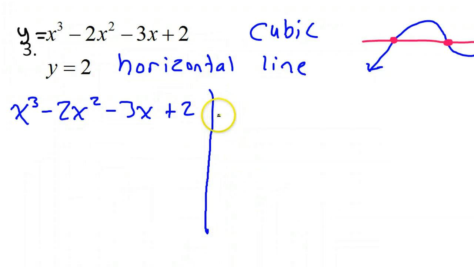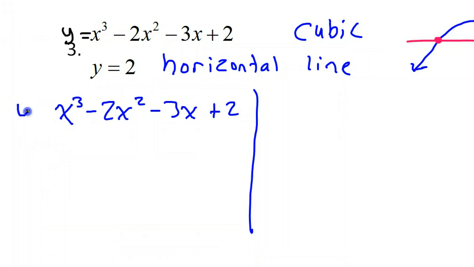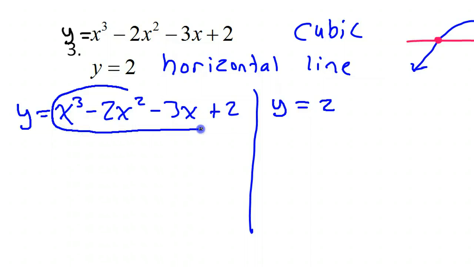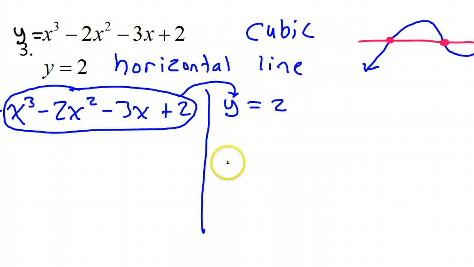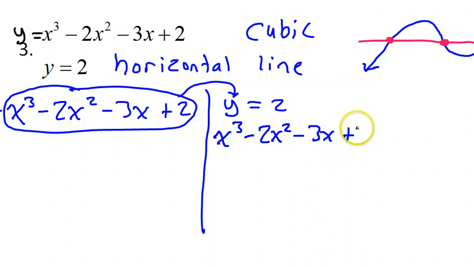So anyway, this should be y equals x to the third power minus 2x squared minus 3x plus 2. And then over here we have y equals 2. So y equals all of this. So I'm really going to take this entire thing and substitute it for y right here. So this is going to become x to the third power minus 2x squared minus 3x plus 2 equals 2. Alright, here's the equals 2 part. I'm just copying that down.